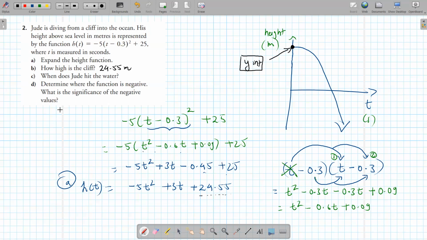Part C, when does Jude hit the water? So now what are we looking for? The x-intercept, okay? We are looking for the x-intercept. Any ideas on how to find that? How do we find the x-intercept of a function?